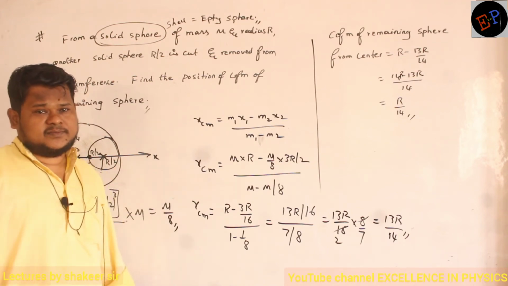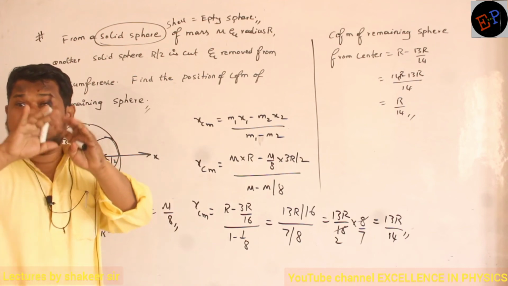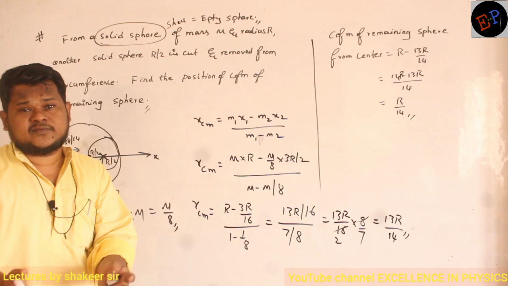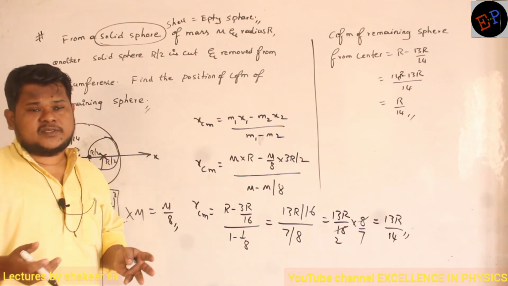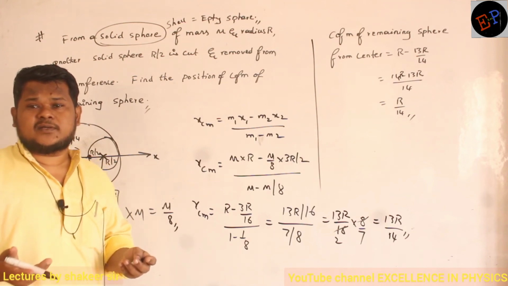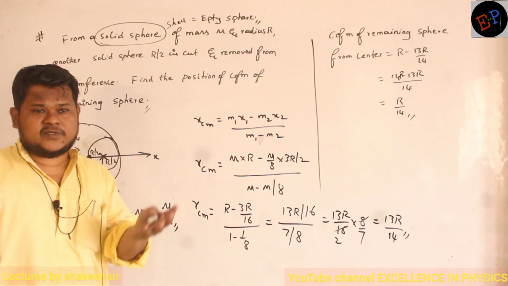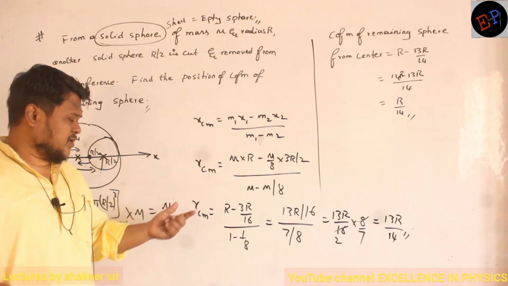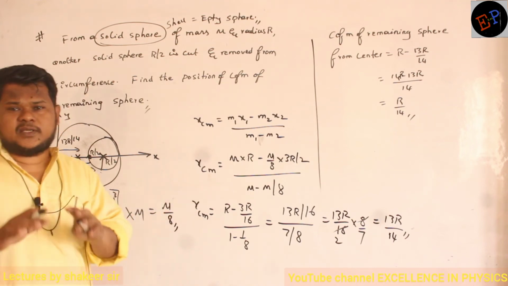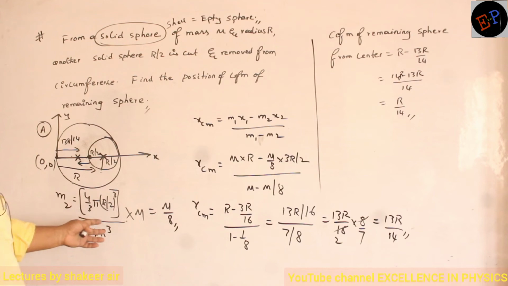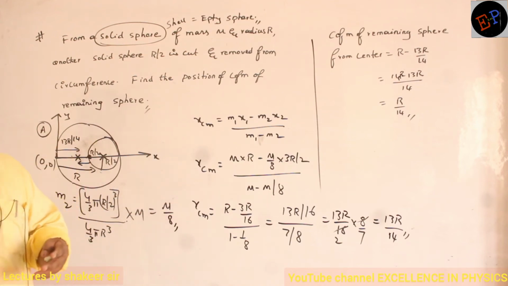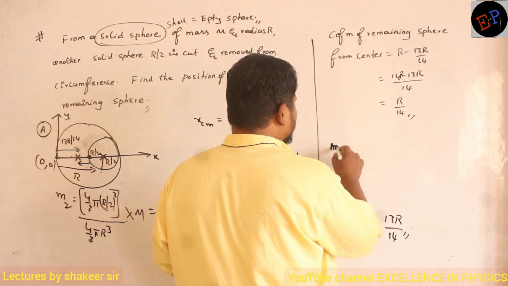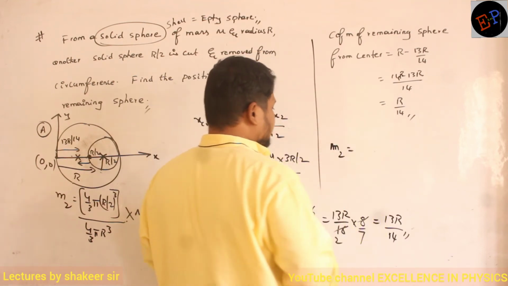Shell means mass is present only in the area. Mass is distributed only on the surface area of the ball or the sphere. And what is the formula to calculate surface area? 4 pi r square. Surface area of a sphere is 4 pi r square. Volume of a sphere is 4 by 3 pi r cube. But surface area is only 4 pi r square. Then you take mass of surface areas. Ratio of surface areas, how can I calculate? So M2, mass of the remaining sphere, is how much?